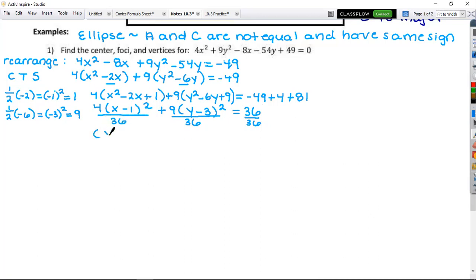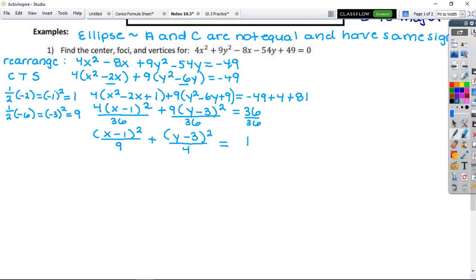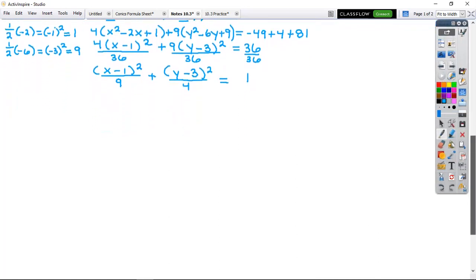So I get x minus 1 squared over 9 plus y minus 3 squared over 4 is equal to 1. And there's your equation for your ellipse. Now, what you need to do is determine your major axis. So you look at the bottom and you say the bigger number, is it under the x or under the y?